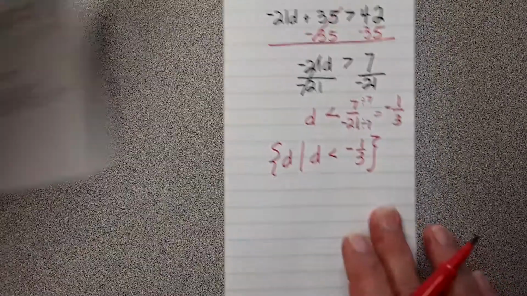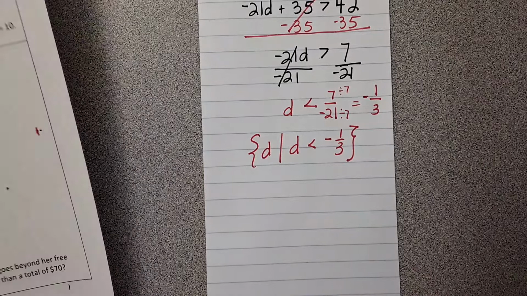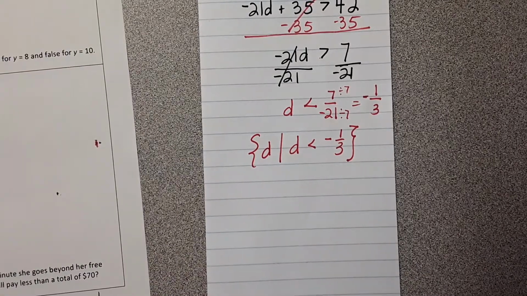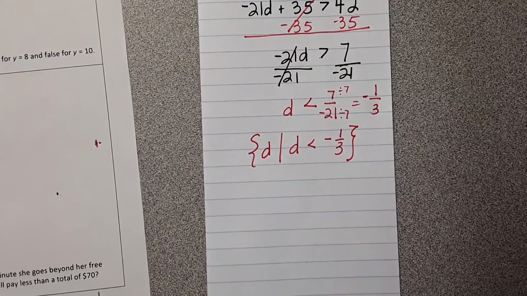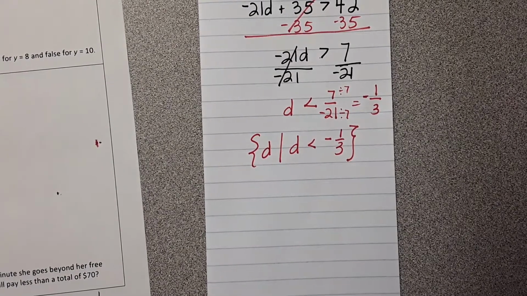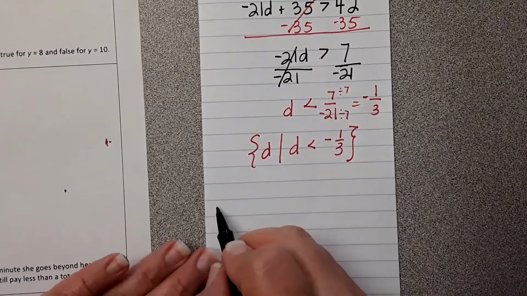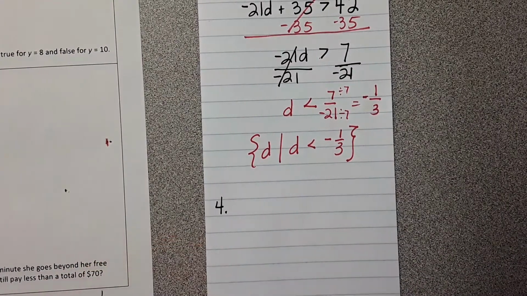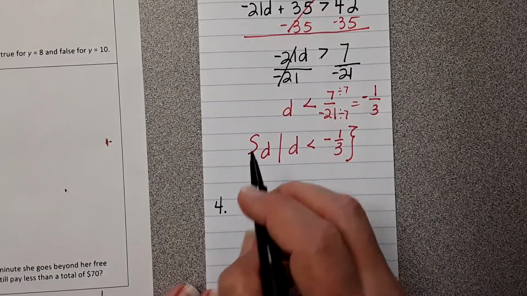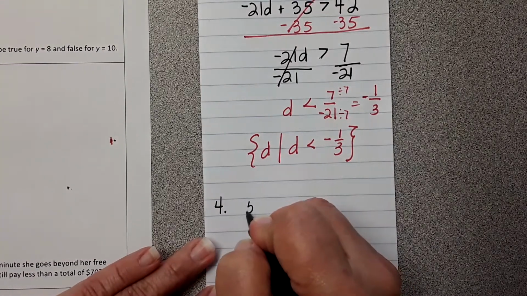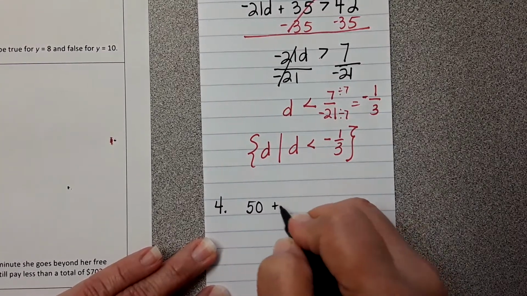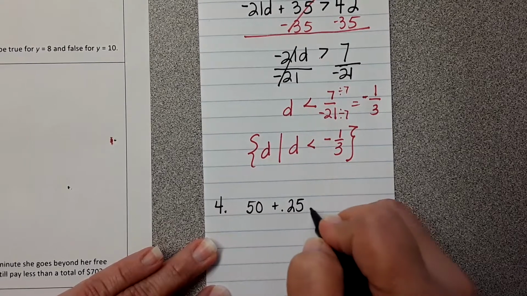Rosa's cell phone costs her $50 per month plus 25 cents for each minute she goes beyond her free minutes. How many minutes can she go beyond her free minutes and still pay less than $70? So we know that when you do this problem, you're going to set it up with $50, right? So she gets $50 plus 25 cents per minute.